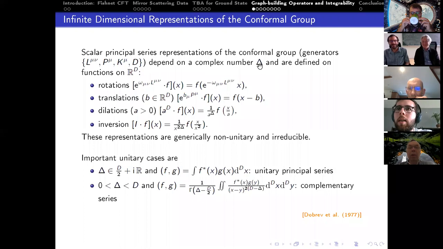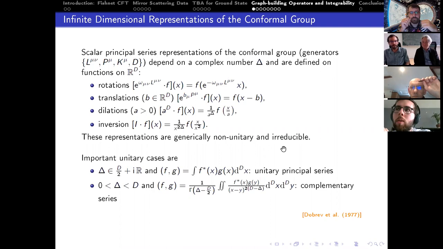They are defined on functions on R^d. So you have rotations that just act on the argument because f is a scalar, translations, dilations, and also inversion. You can perform inversion. It's part of your conformal group, and that's how it acts on the function. And generically, these representations are non-unitary, but irreducible. There is no closed invariant subspace.